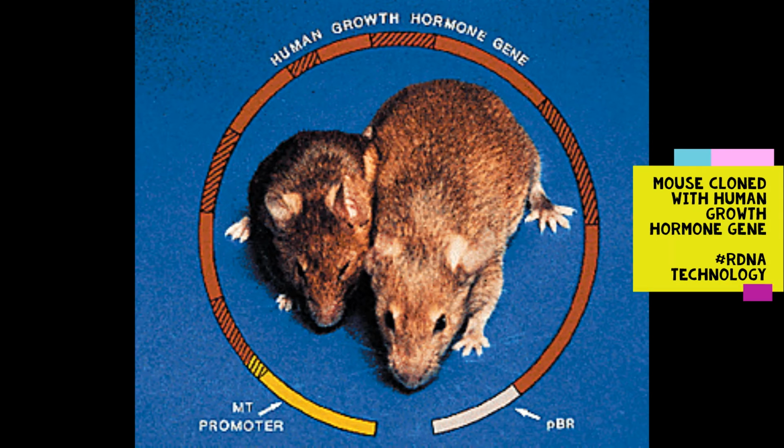For example, you can have a mouse that is cloned with a gene for growth hormone, and therefore once the growth hormone gene is expressed into the growth hormone, that mouse will have a larger size as compared to the normal mouse.